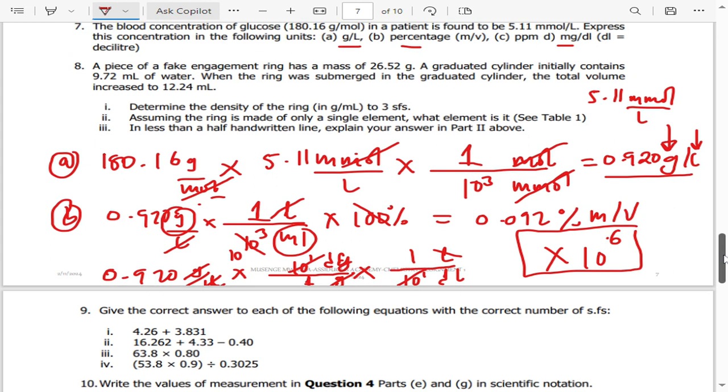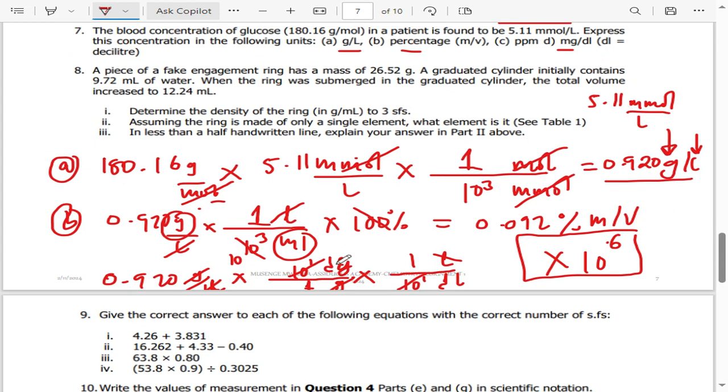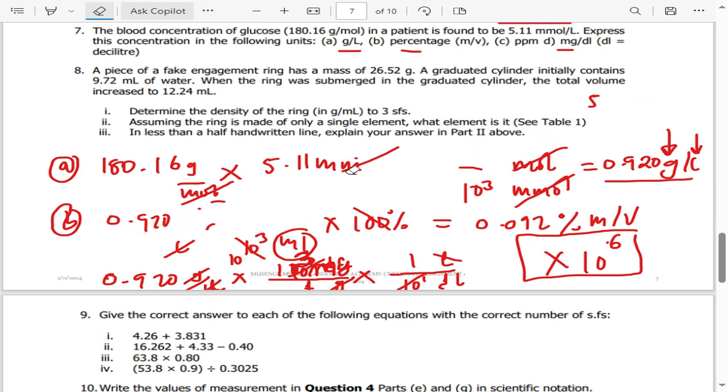milli. Actually, this was supposed to be in milligrams. I used decigrams. So here we will need milligrams, not decigrams. Milli means 10 to the power positive 3, so this is what we should have used. We're going to multiply 0.920 times 10 to the power positive 3 divided by 10 to the power 1. The answer that you get is going to be your answer in milligrams per deciliter, and that is going to be like 92 milligrams per deciliter. So that is how you are going to go about question number 7.